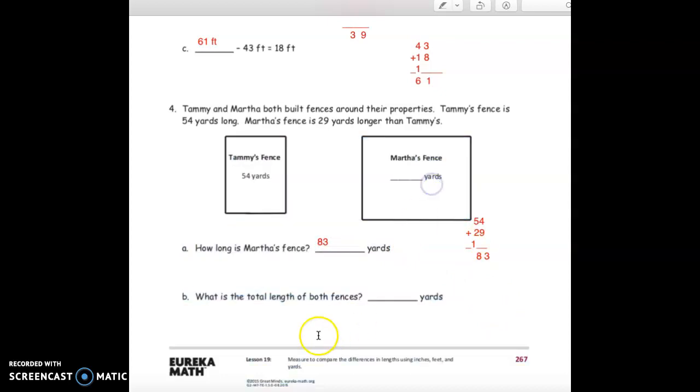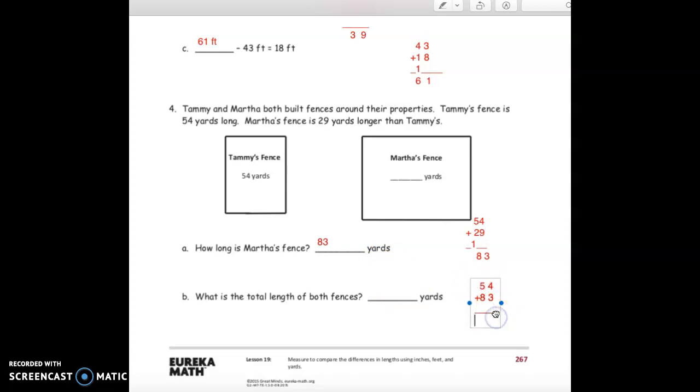Let's go ahead and read B. What is the total length of both fences, blank yards? I know the word total means altogether or add. So if I need to know the total, it would be Tammy's fence and Martha's fence. So that would be 54 plus 83. Let's add that. And move it over here to solve.